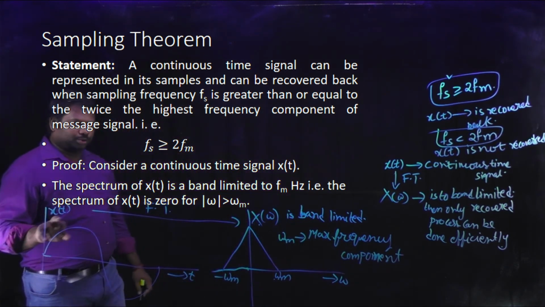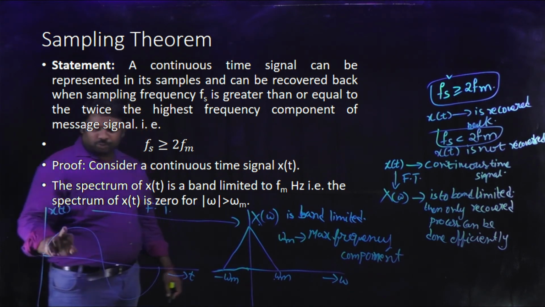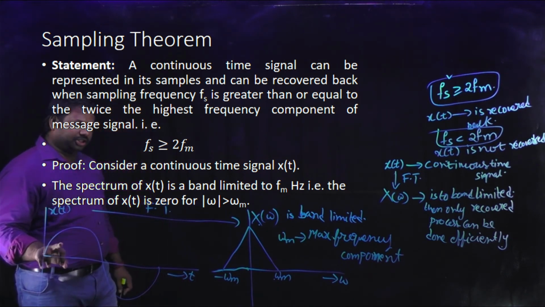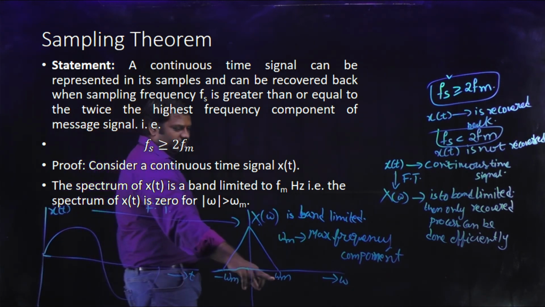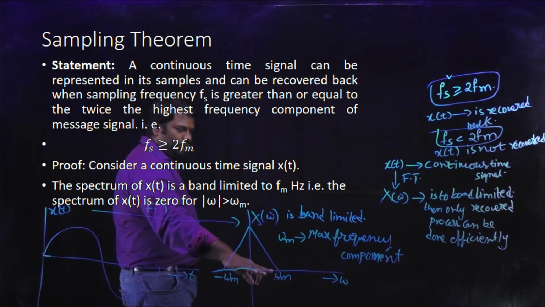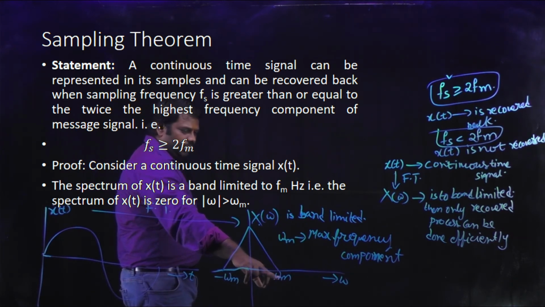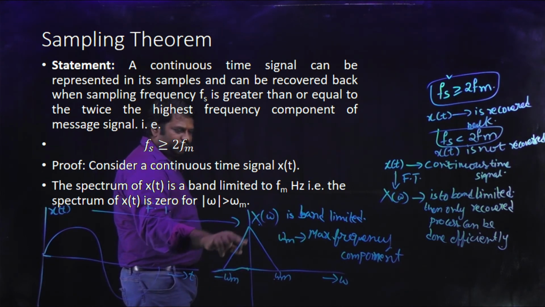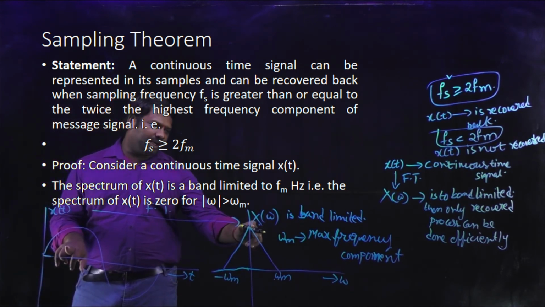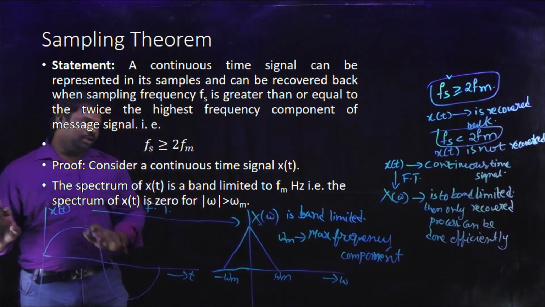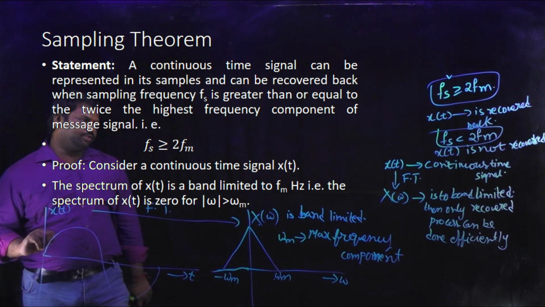Consider x of t, a continuous time signal, and its corresponding Fourier transform representation x of omega, which is band limited. That means there won't be any frequency components other than Wm, and only below Wm we have the frequency components, represented as the triangular function like this. This is the basic thing, the continuous version and its corresponding Fourier transform representation.